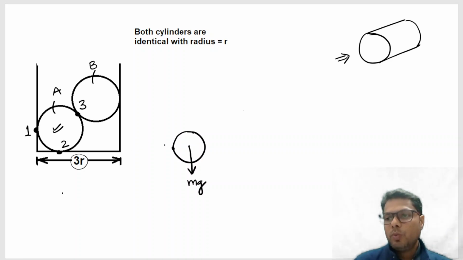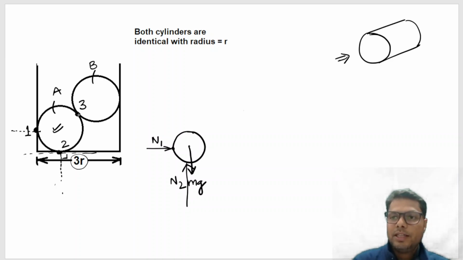At point 1, the normal reaction will be along the normal to the common surface of contact. This is the normal line, so N1 will be acting like this. Simple. At point 2, what will be the normal to the common surface of contact? The common surface of contact will be horizontal, this surface, and the normal will be like this. So the normal reaction N2 will be like this. This will be N2.